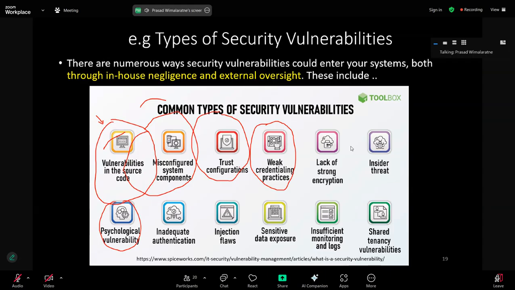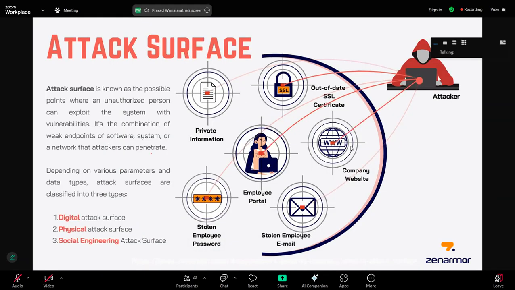So this is just a sample of ways that vulnerabilities can creep into our systems from different points actually. Surely you can add more from experience. And when you want to make systems secure, or secure software for example, we talk about reducing the attack surface.